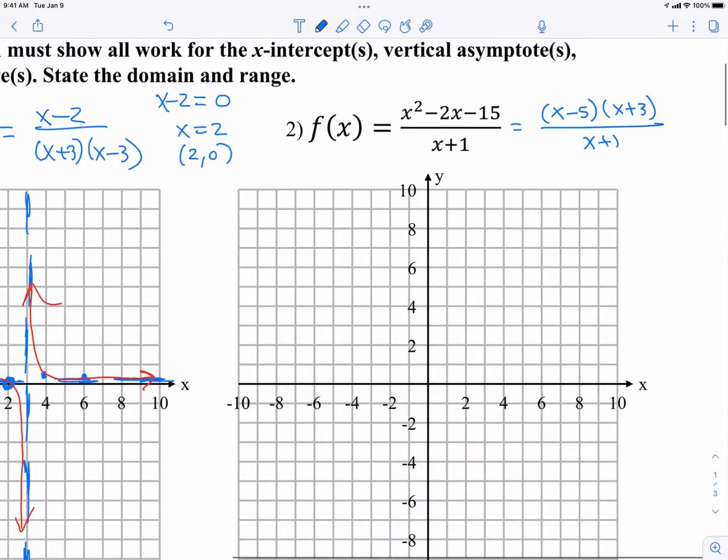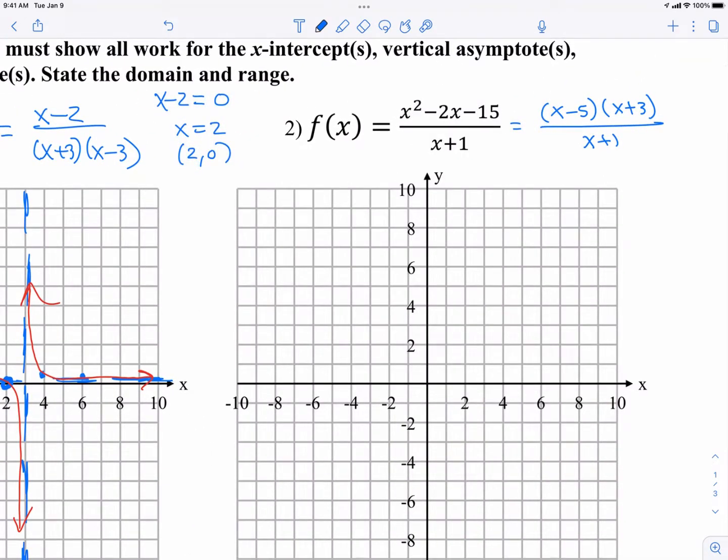All right, let's find the x-intercepts. The x-intercept is setting the numerator to equal 0. Well, if the numerator is 0, then x would be positive 5 or x would be -3. All right, so the x-intercepts are positive 5, 0 and -3, 0. And again, that's from setting the numerator equal to 0.